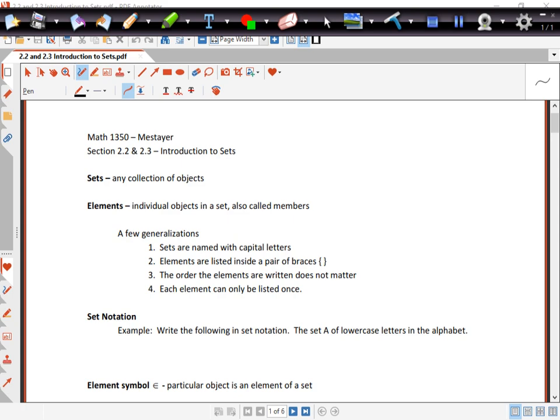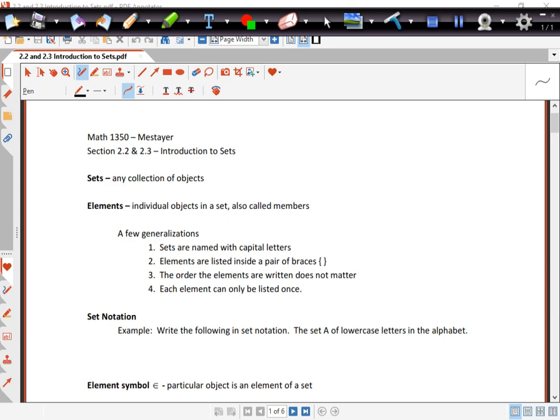I'm going to combine sections 2.2 and 2.3 into one set of notes. They will have one set of homework. The section is called Introduction to Sets. Sets are any collection of objects, and elements are the individual objects in a set. Sometimes these are also called members.